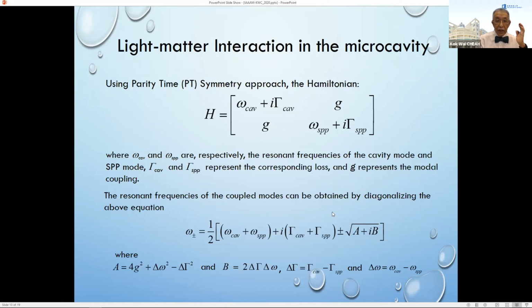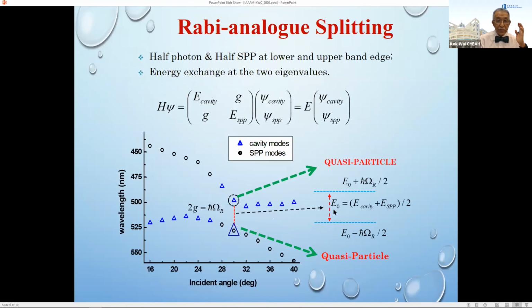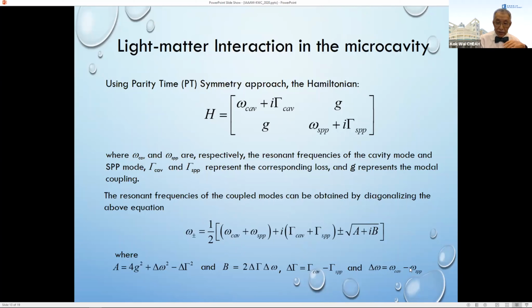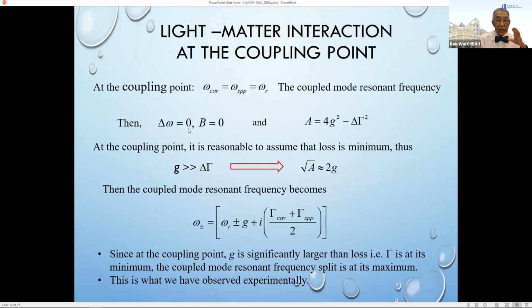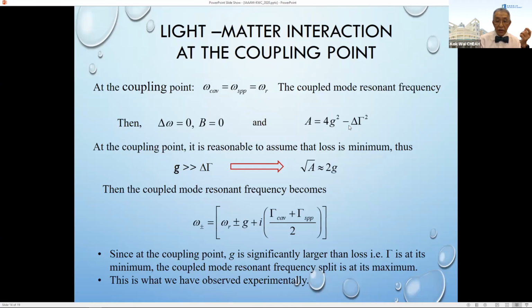Now at the mode coupling, which we can go back to here, you could see, in fact, that at the mode coupling they cross over, and therefore both the SPP resonance frequency and the cavity mode frequency are the same. So omega is the same. If we go back to here, because the two frequencies are the same, delta omega is 0. We simply call that omega r, and therefore in this case the B in this equation will be 0, and in A, delta omega is 0, and A is therefore reduced to simply 4g squared minus delta omega squared.